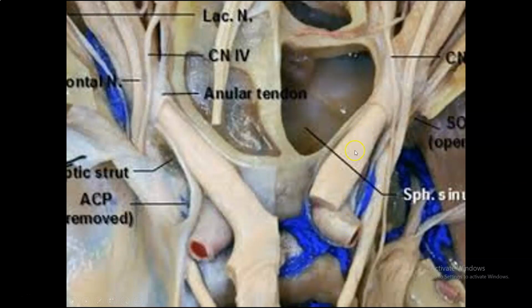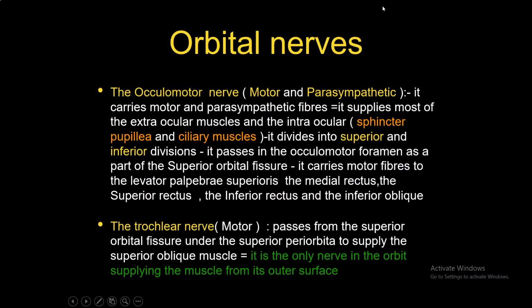And here is the open superior orbital fissure, and you can see the optic nerve, you can see the oculomotor, and you can see the trochlear in the superior orbital fissure on their way to the globe, and you can see here the frontal branch of the ophthalmic division of V1, and here is the trochlear nerve going to the superior oblique.